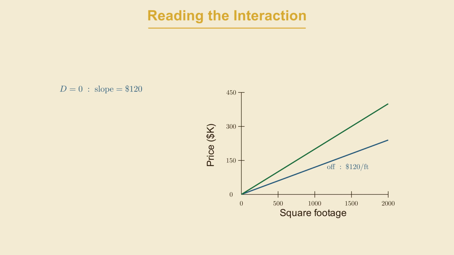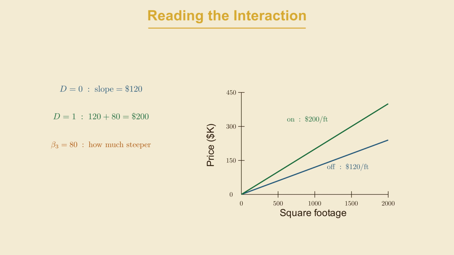For a house on the water, the dummy is 1. So the slope on the square footage becomes the 120 plus the interaction effect. Say that interaction effect is 80. Then on the water, each square foot is worth $200 instead of just the 120. So the interaction coefficient, the 80, is how much steeper the price per square foot is on the water. And that's the whole idea of interaction. The effect of square footage on price depends on whether the house is already on the water. And one variable's effect now depends on the value of another.